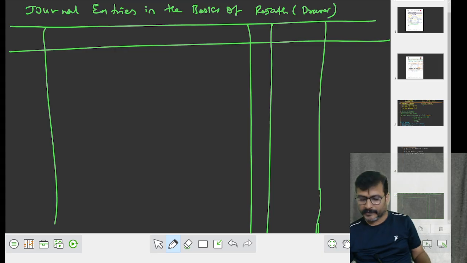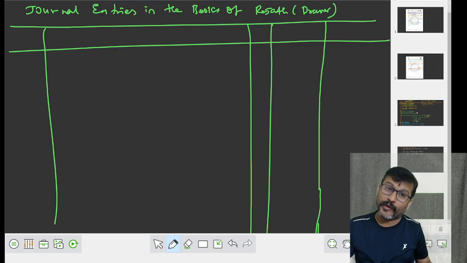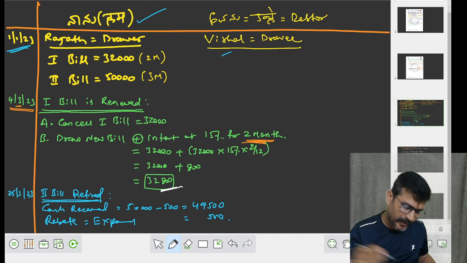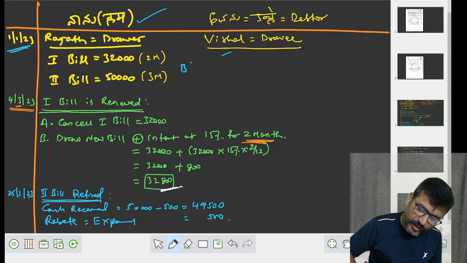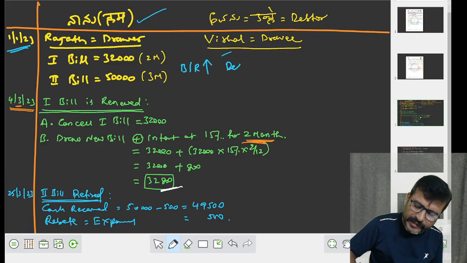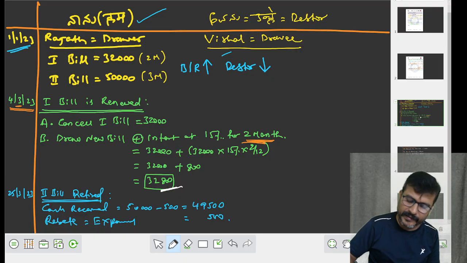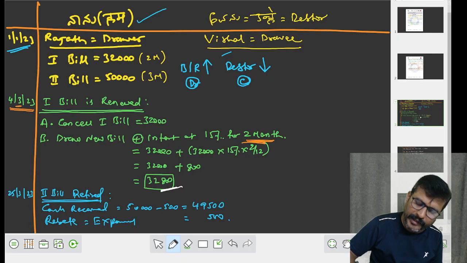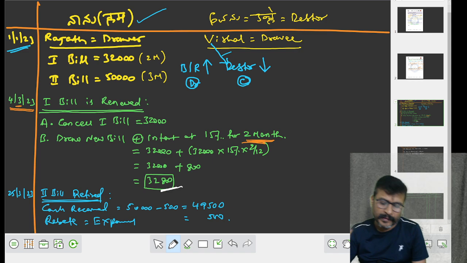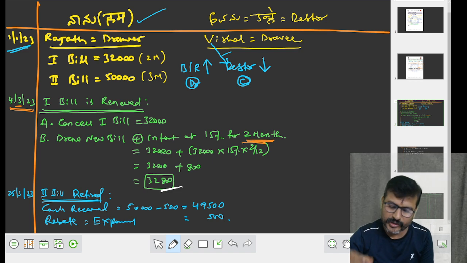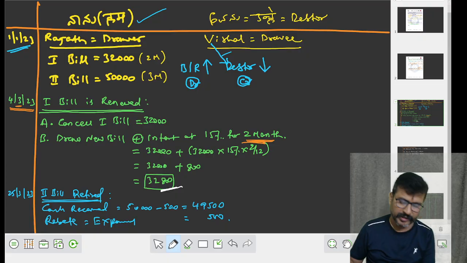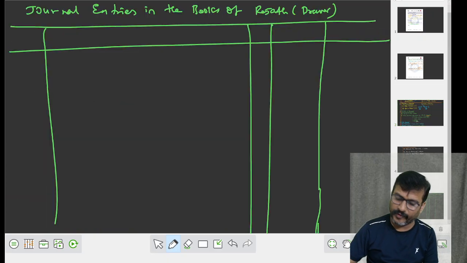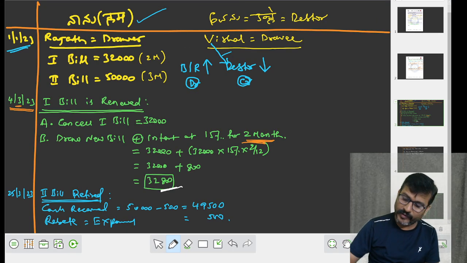Fine. Shall we start the entries according to the date wise? On 1st April 23, Rajat drew the 2 bills of exchange. When bills of exchange is drawn, bills receivable increased, debtor decreased, BR debit करना, debtor credit करना. Who is debtor? Debtor is Vishal. अब एंट्री क्या होता? Bills receivable account debit to Rajat. How many bills? 2 bills, 32,000 and 50,000. कब कौन सा डेट? 1st January 23.